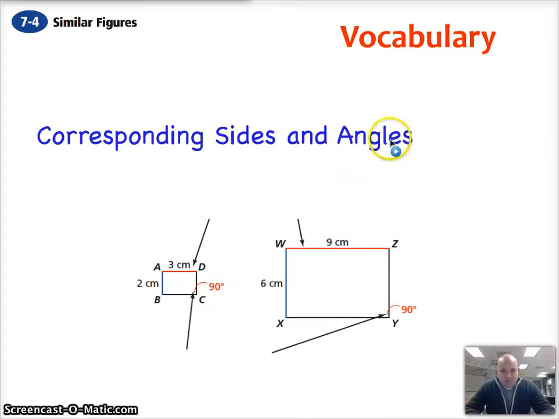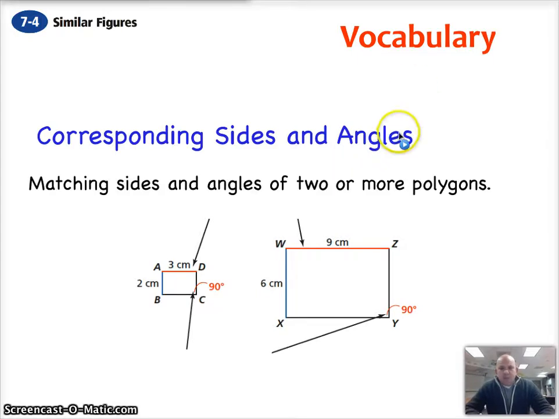Corresponding sides and angles are matching sides and angles of two or more polygons. Now, what I want you to go ahead and do is copy this illustration, these two rectangles. I want you to copy down their measurements in terms of angle measurements as well as their length and width.